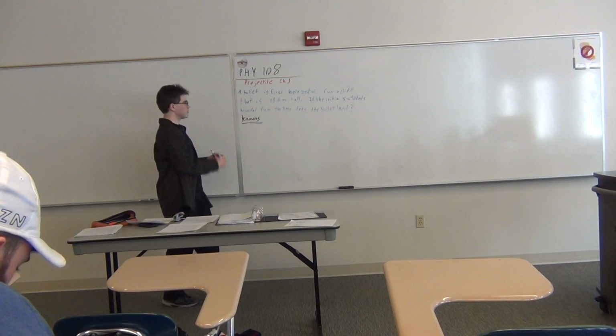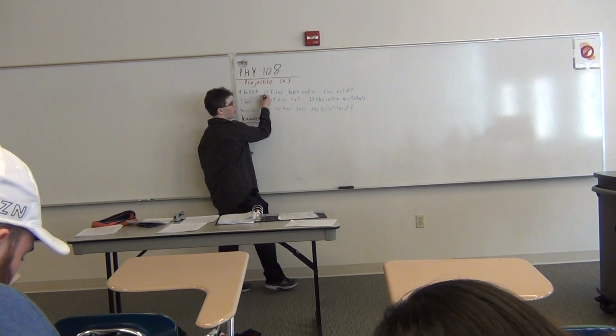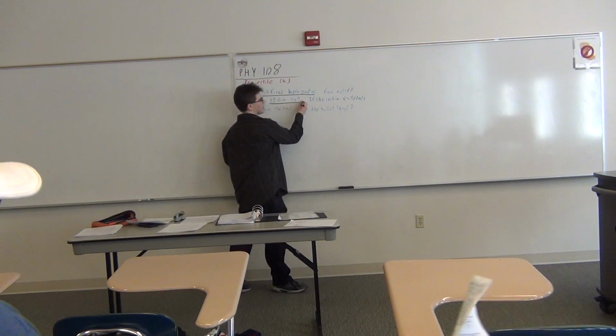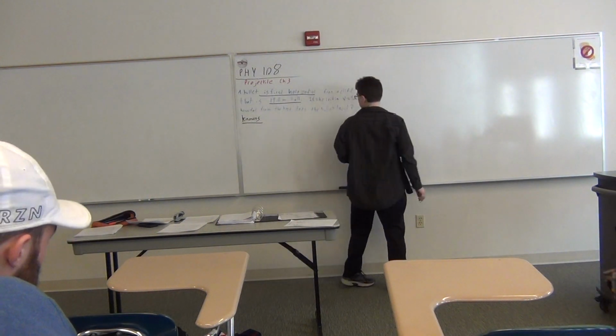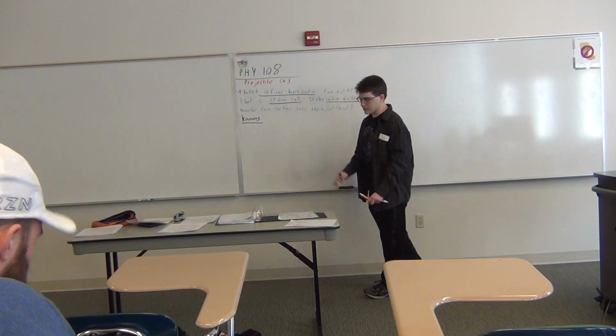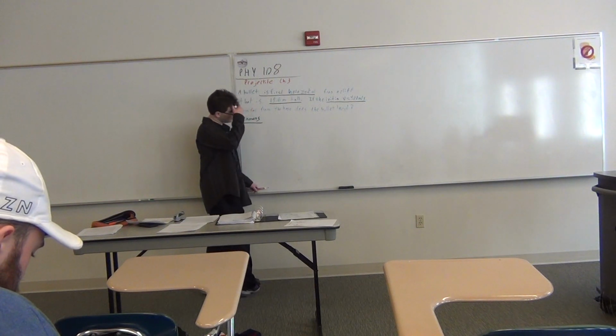So you read the problem and you find everything you know. So the bullet is fired horizontally. You have 19.6 meters tall with an initial velocity of 400 meters per second. So those are the things we know.